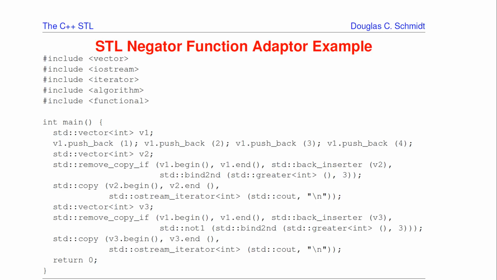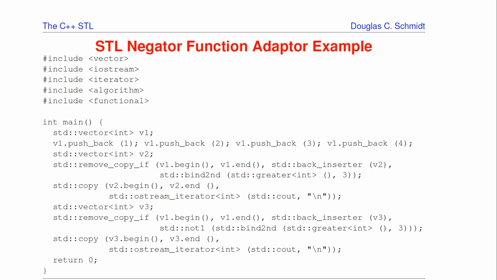Remove copy if copies everything except something that matches a predicate. So if you needed to get copy if semantics, but you were stuck with a standards compliant C++ library that didn't support copy if, which is, they didn't need to support copy if. It wasn't in the standard after all, right? They forgot it and left it out during the typesetting.